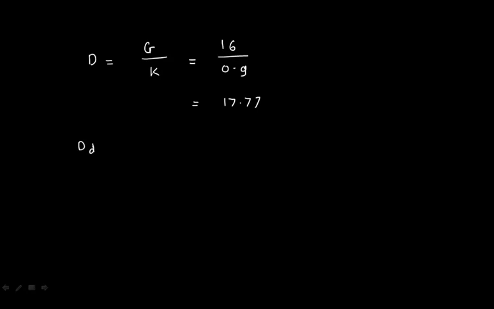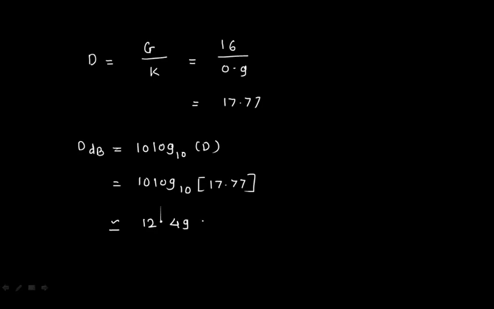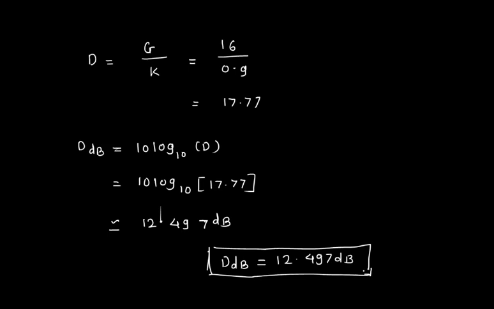But if I want to convert it into dB, I can convert it like this: 10 log to the base 10 of the directivity. If I put in the value I have got, 10 log of 17.77, I get it in dB. It is 12.497 dB, approximately 12.5 dB. So this is how you calculate the directivity if loss resistance, radiation resistance, and gain are given. This was a very straightforward, simple problem.